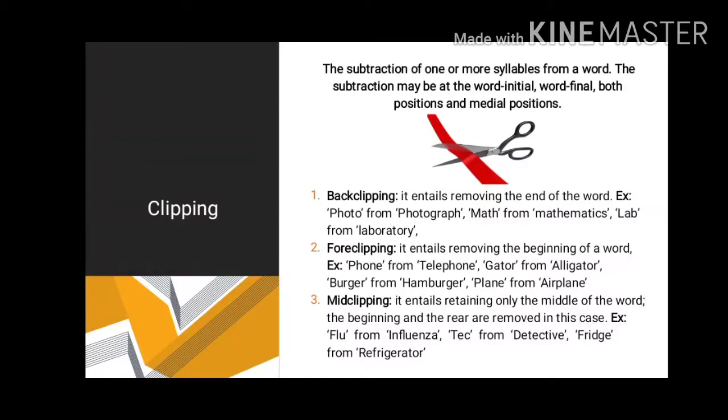When it is fore clipping, it means that you will cut something in front or something in the beginning. So you will have phone from telephone, gator from alligator, burger from hamburger, plane from airplane. When it is mid clipping, you will retain the middle part of the word. For example, you will say flu from influenza, tec from detective, fridge from refrigerator.